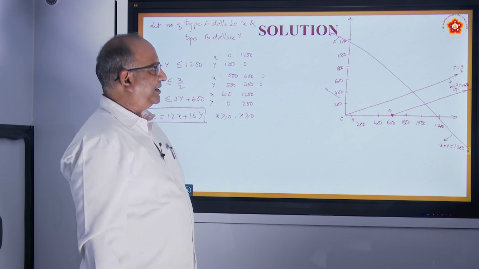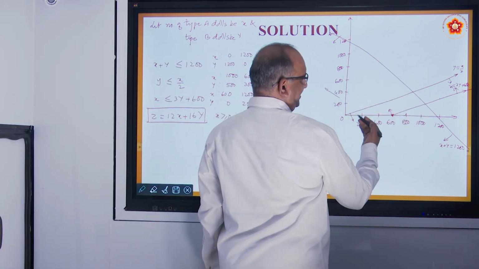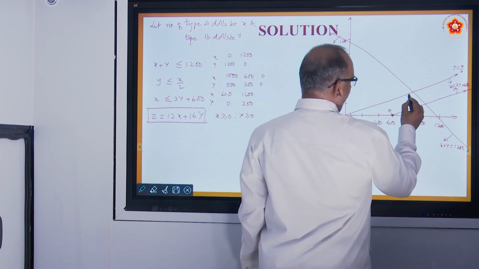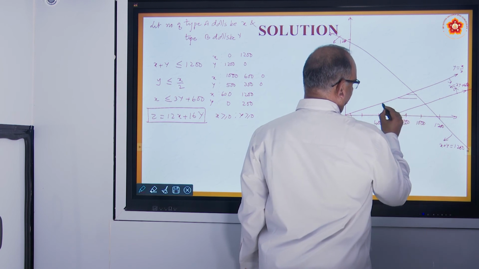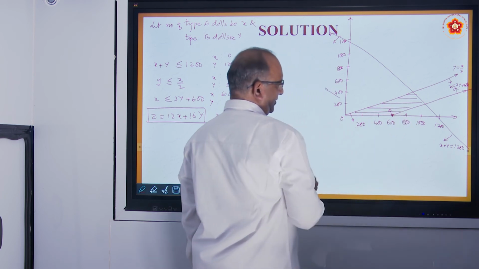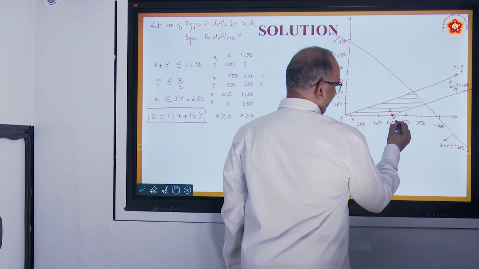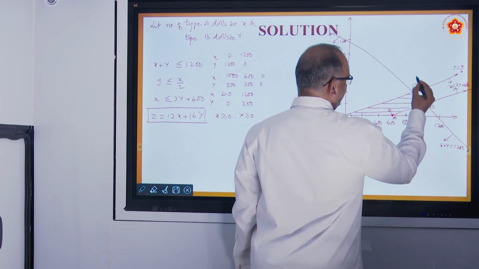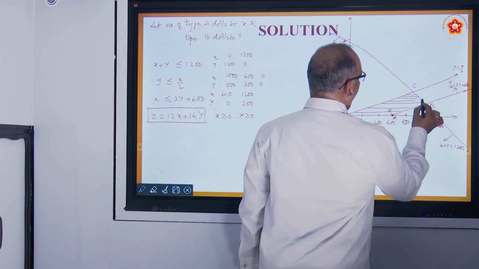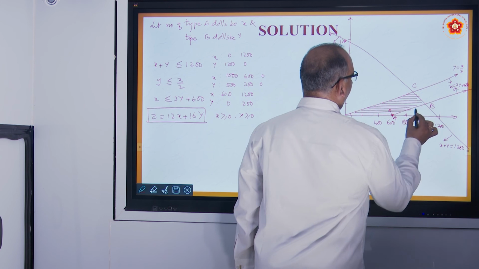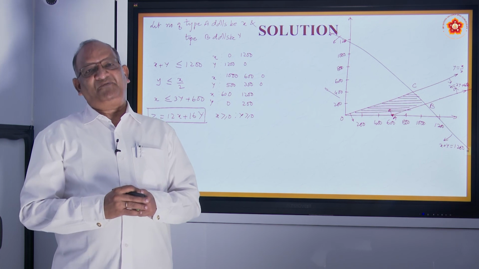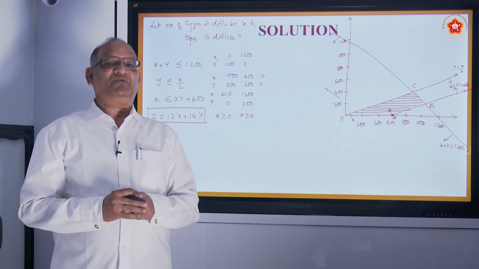Now find out the common area. Below this line, above this line in the first quadrant. So we can say that this is the common area. You can call it O, A, B, C. That is the common shaded area, with the help of which we find out the optimization function.